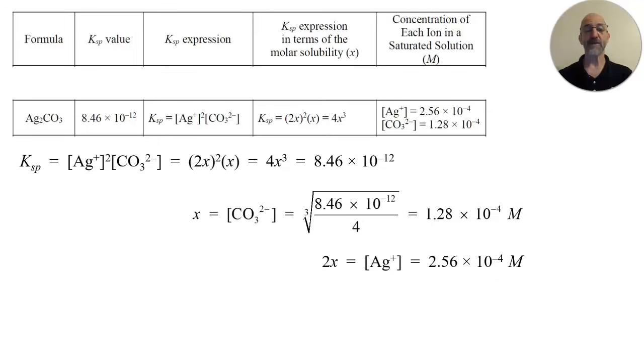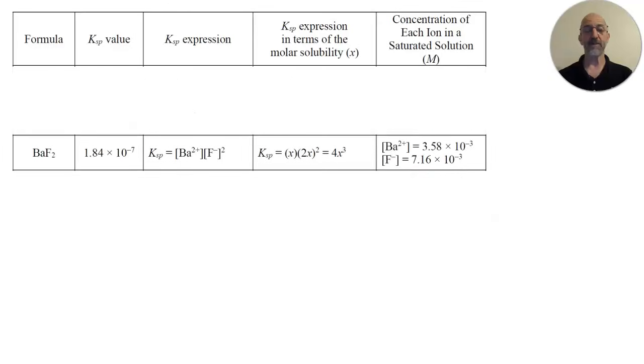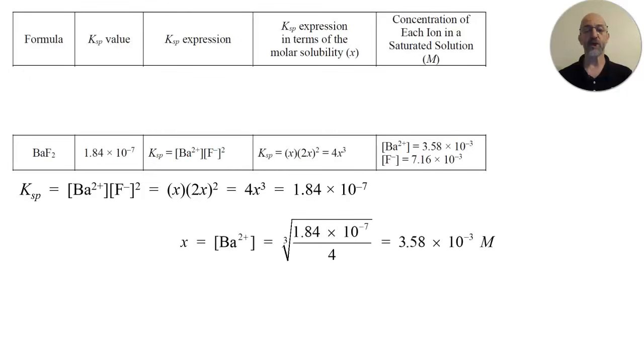Our next example is also a 2-to-1 ratio. This time it's barium fluoride. So again, there's the x for barium and the 2x for fluoride, but that's 2x quantity squared. There's that 4x cubed again. Divide the Ksp by 4, take the cube root, and so 3.58 times 10 to the negative 3 molar is what I got on my calculator, and that's the concentration of barium. And the fluoride would be twice as much, or 7.16 times 10 to the negative 3 molar.